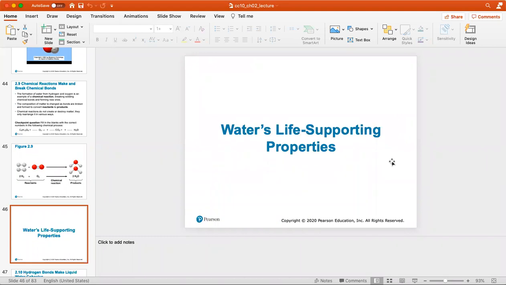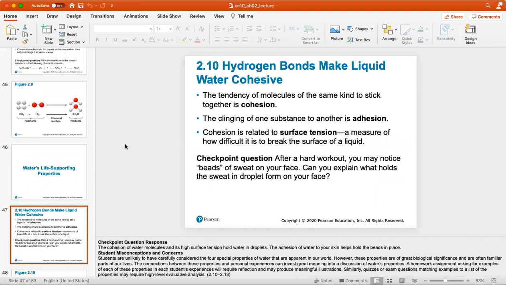So we'll talk about water's life-supporting properties, because water is really important for a lot of different things. The tendency of molecules of the same kind to stick together is called cohesion, and the clinging of one substance to another is called adhesion. Cohesion is related to surface tension, which is a measure of how difficult it is to break the surface of a liquid. After a workout, for example, you may notice beads of sweat on your face. The reason the sweat forms droplets on the face is surface tension, the cohesiveness of those molecules to stick together.